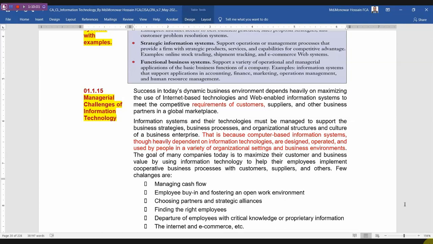An information system and its technology must be managed to support the business strategy, business process, and organizational structure and culture of the business enterprise within the organization or within the country. So information systems should be aligned with the business. That is because computer-based information systems, which depend heavily on information technology, are designed, operated, and used by people in a variety of organizational settings and business environments.